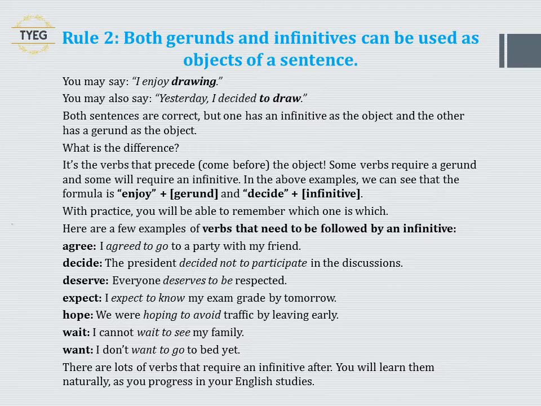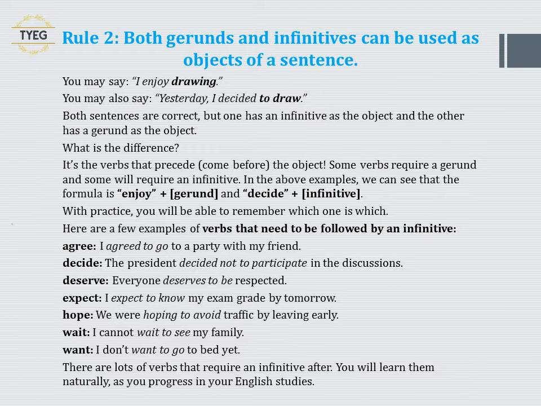It's the verbs that come before the object. Some verbs require a gerund and some will require an infinitive. In the above examples, we can see that the formula is enjoy plus gerund and decide plus infinitive. With practice, you will be able to remember which one is which.